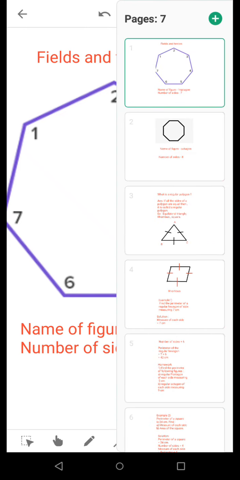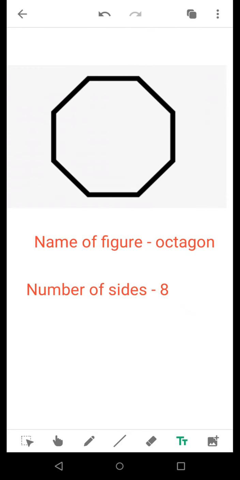Now we move to the next board. Now this is the figure of an octagon. As you can see, the number of sides is 8. 1, 2, 3, 4, 5, 6, 7, 8. So again we will make this figure, write the name of the figure as octagon and number of sides is 8.